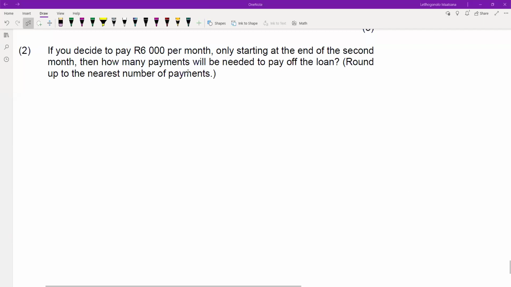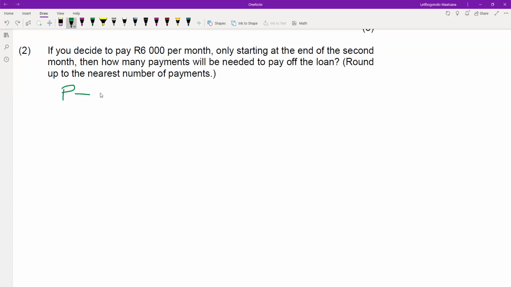Question 2 says, if you decide to pay 6,000 per month, only starting at the end of the second month, then how many payments will be needed to pay off the loan? Okay, so the first thing we need to understand is that our principal amount is going to grow because you had left it for a month without being paid. So you have to take that into consideration by calculating the principal amount using the equation.